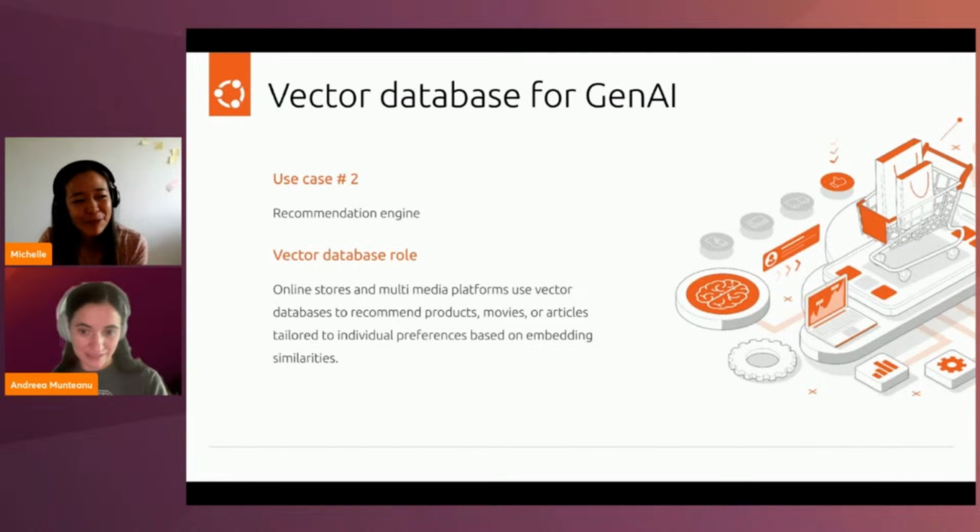But actually, we still have a couple of use cases, though we will not deep dive similar to the RAG one. You also use a vector database for a recommendation engine, for example, for online stores or different multimedia platforms, where it serves as a database to make sure that you can recommend products, movies, or articles that are preferred by a specific individual. So I think it's similar to what a search engine does, but a little bit more expanded to the usage of AI and machine learning.